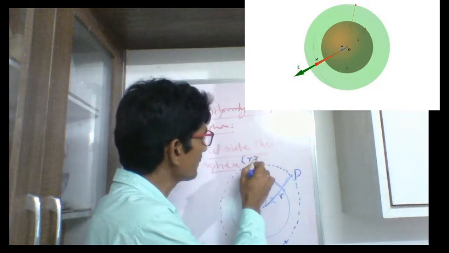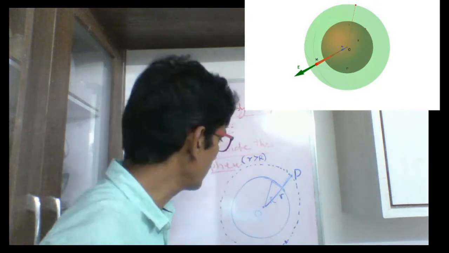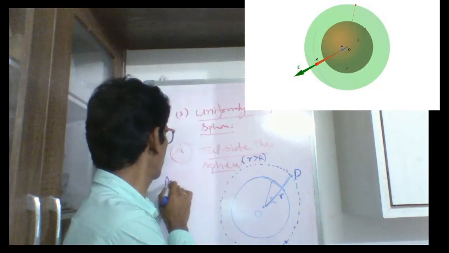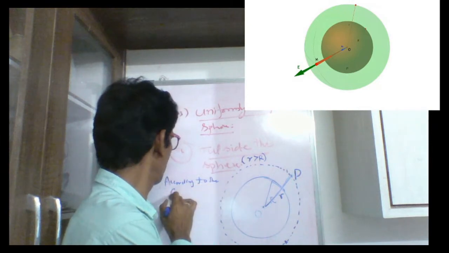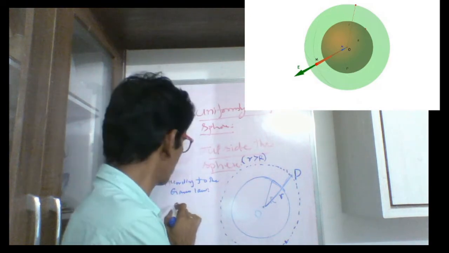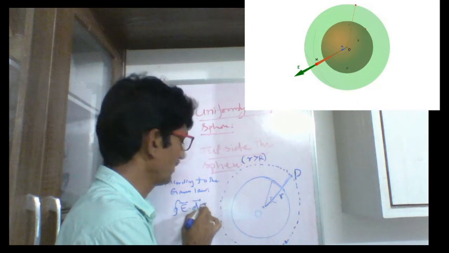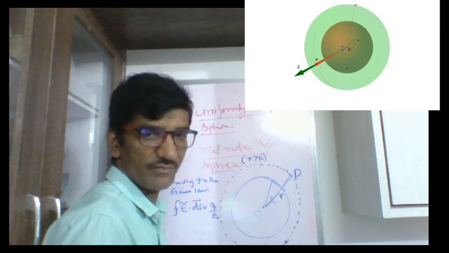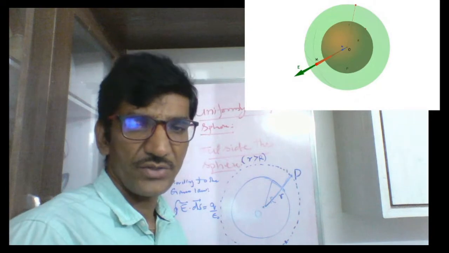Your small r is greater than capital R. This will give you the points outside the sphere. Okay, right. Now, according to the Gauss law, what is Gauss law? Integral E dot ds is equal to q by epsilon naught. Is there any need to change q in this formula? You need not change.